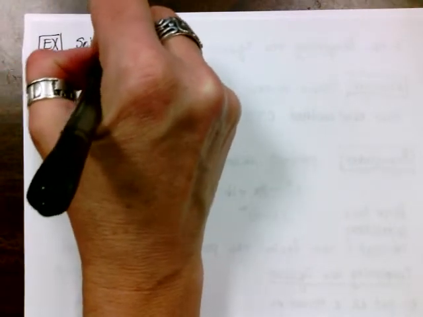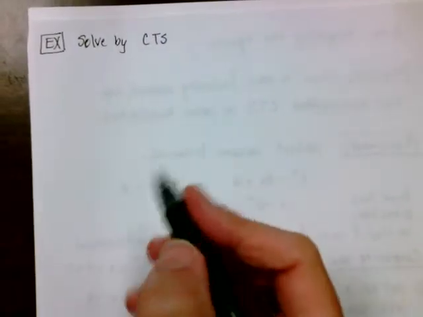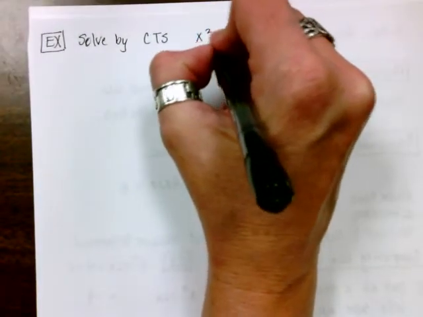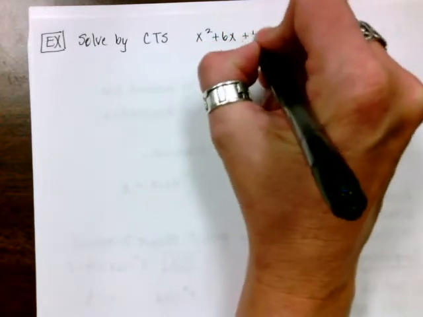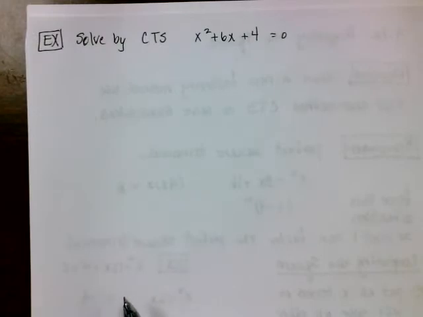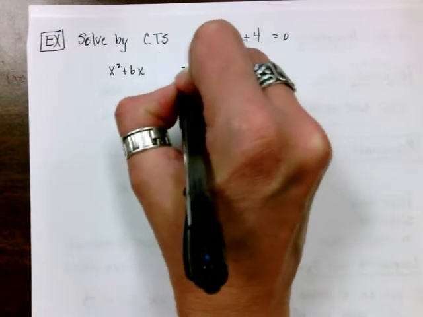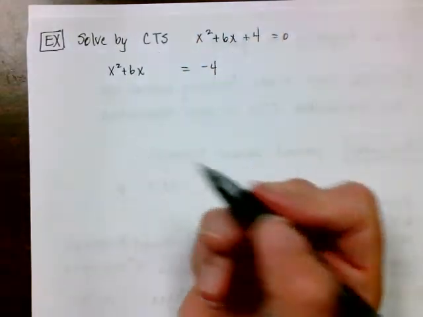All right, so let's do our next example. I'm not going to have the steps handy, but you should have those steps handy so you can understand what I'm going to do. So I'm going to write solve by completing the square. So that's what CTS stands for. It's completing the square. And you're going to be given x squared plus 6x plus 4 is equal to 0. All right. First step was to take the 4 to the other side. So I'm going to have x squared plus 6x is equal to negative 4.